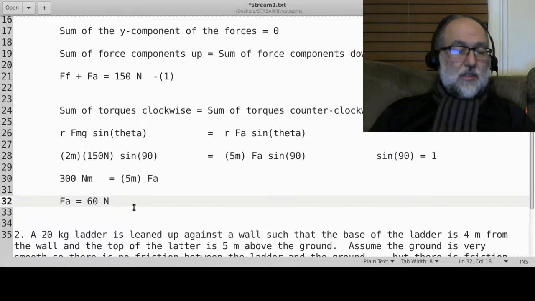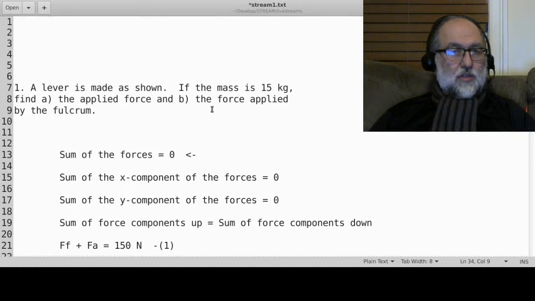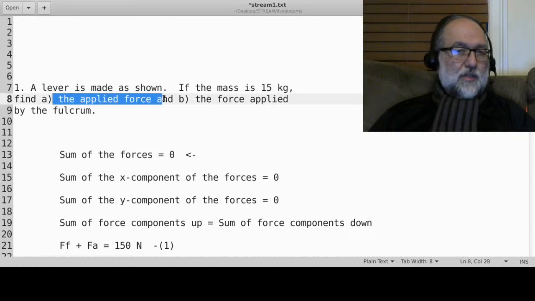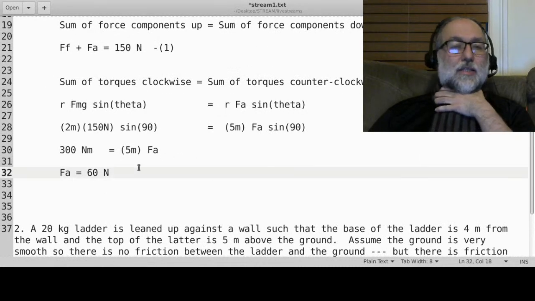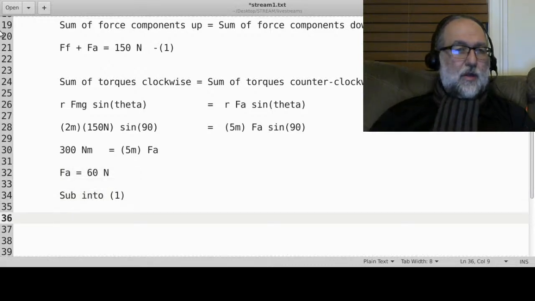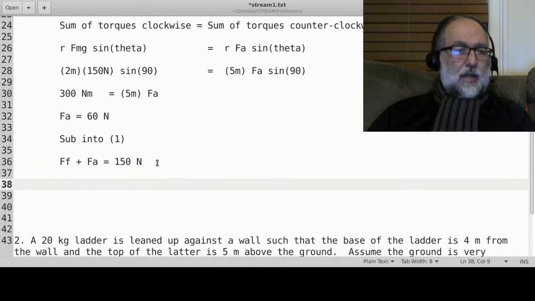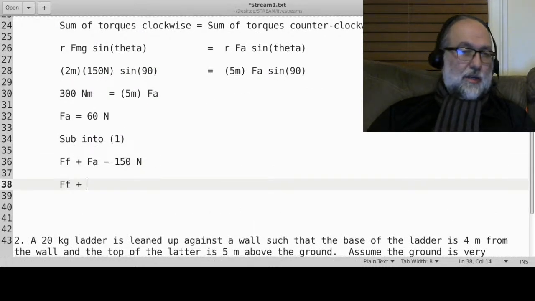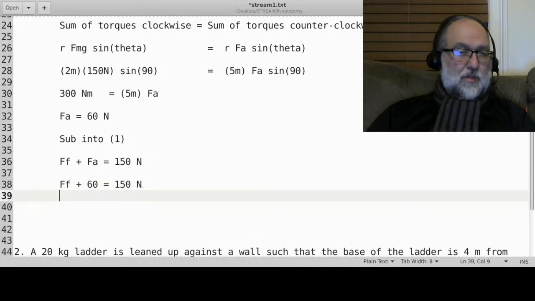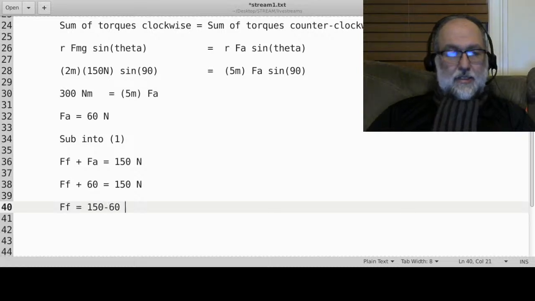So there you go. We've answered one of the questions: the applied force. That's 60 newtons. Now sub into equation number 1. Let me just rewrite equation number 1. We have FF, which is still unknown. FA we now know is 60, and that's got to equal 150 newtons. And so FF is going to equal 150 minus 60, which is 90 newtons.